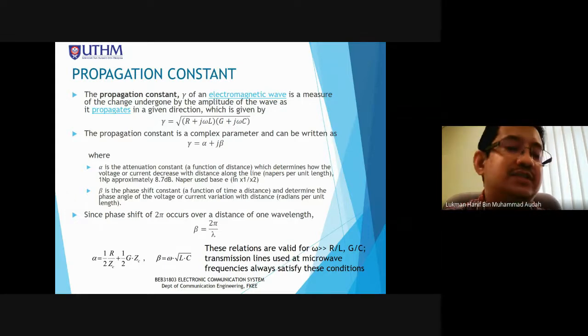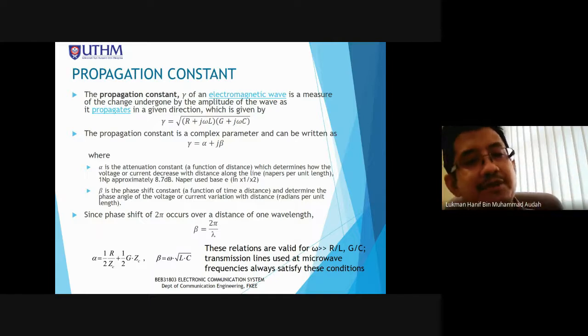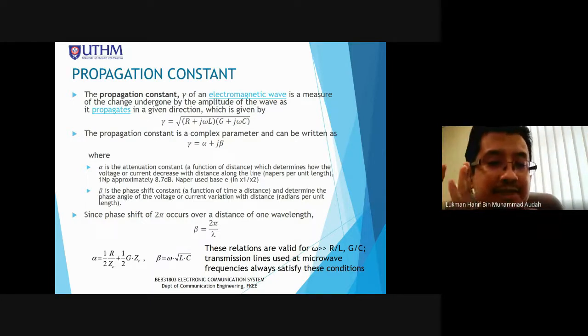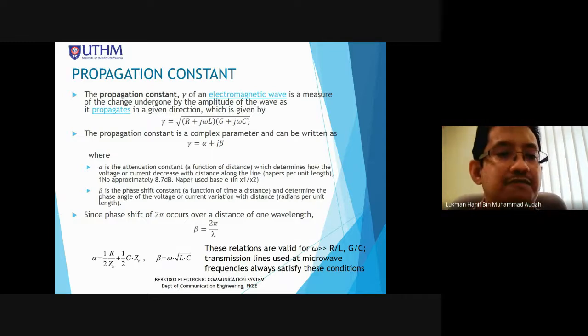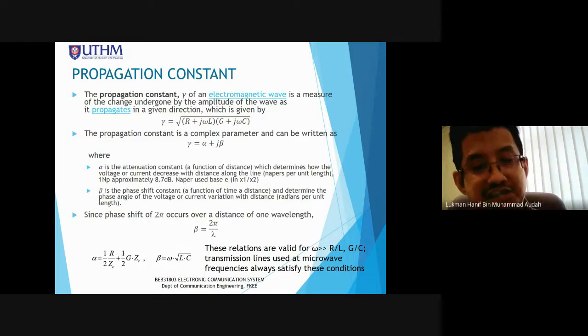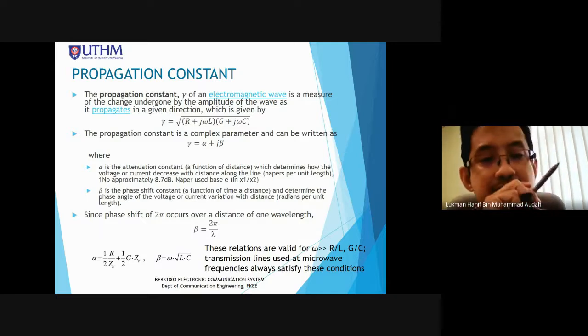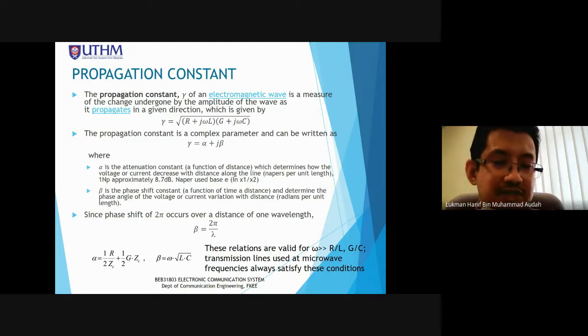So propagation constant, another parameter of transmission line. So transmission line ni ada banyak parameter. Okay, ada banyak parameter. So kita terangkan beberapa sahaja. So the propagation constant gamma is a measure of change undergone by the amplitude of the wave as it propagates in the given direction. So gamma ini sebenarnya merujuk kepada parameter yang menunjukkan perubahan amplitude dan fasa gelombang semasa ia bergerak daripada satu tempat ke satu tempat yang lain melalui wired transmission line.